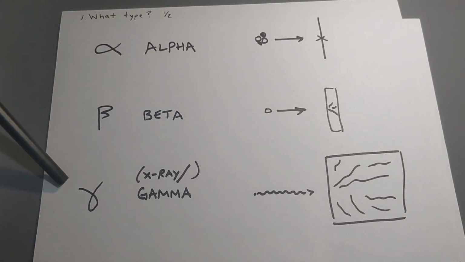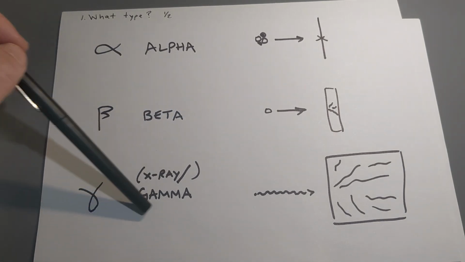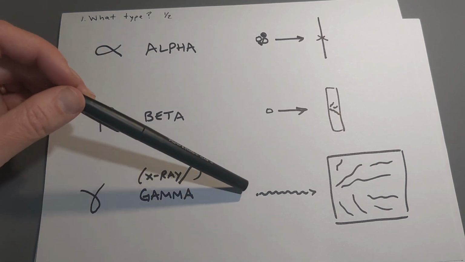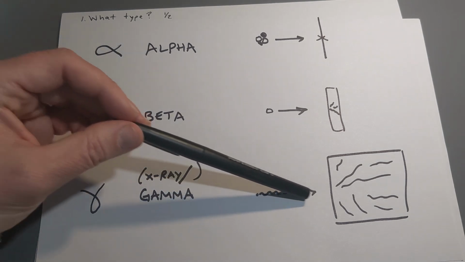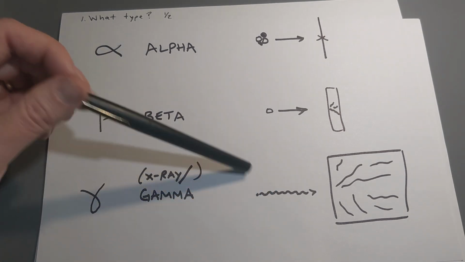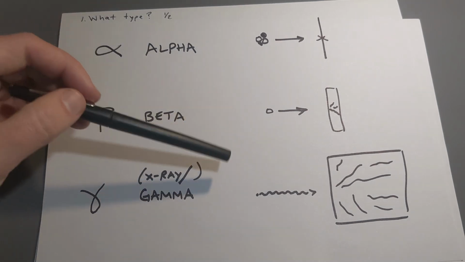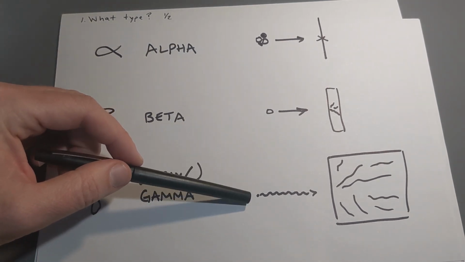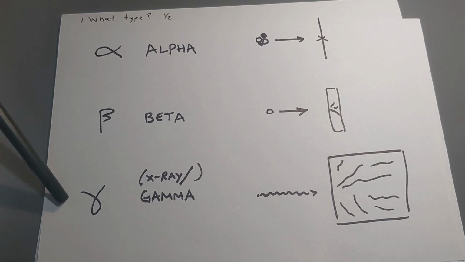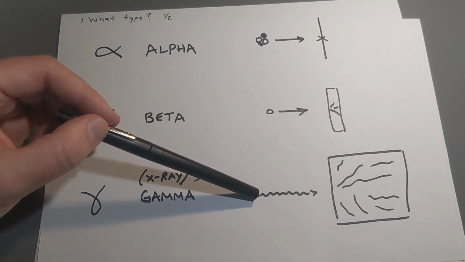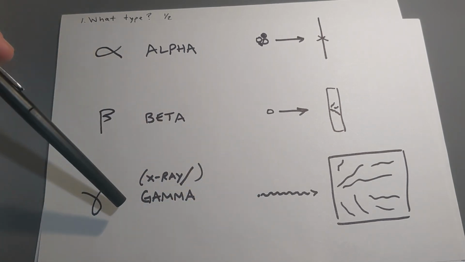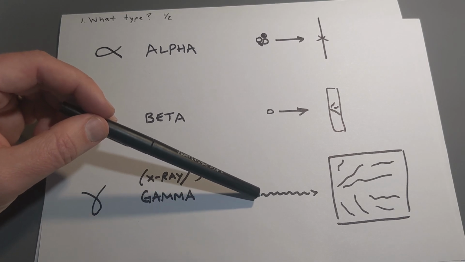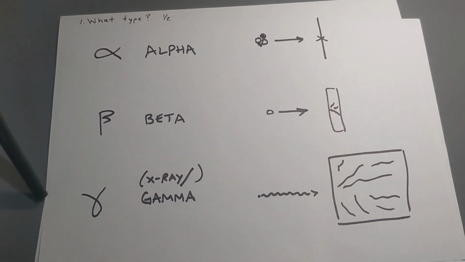And then finally we have X-ray or gamma. I'll just call it gamma. And these are basically waves similar to other waves on the electromagnetic spectrum, like visible light, infrared, microwaves, radio waves. All those things are on the electromagnetic spectrum, and they consist of individual photons, which can be thought of as little bits of radiation flying around.